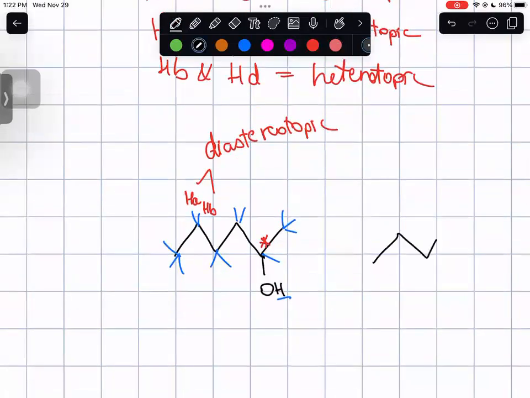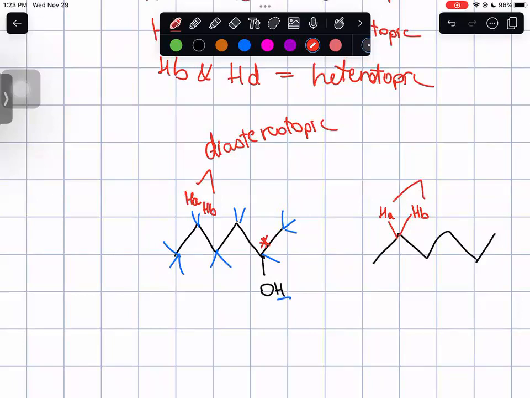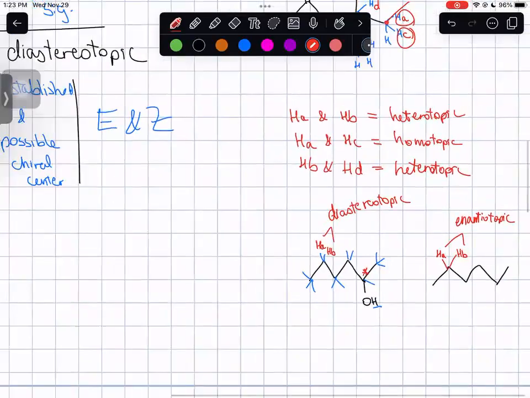Now let's use the same carbon skeleton, but modify it slightly. Now what's the relationship between HA and HB? They are enantiotopic because we are only forming a possible chiral center. We don't have anything that's established. A small difference can make a big one, so keep that in mind.